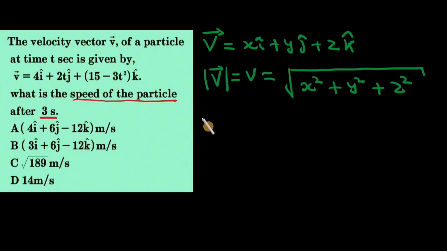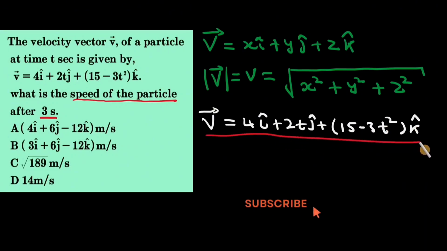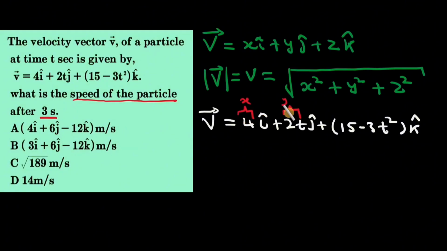From the equation, the velocity is given as 4i plus 2tj plus (15 minus 3t squared)k. Comparing this equation with this one, you will see that this is the same as x, this is the same as y, this is the same as the z component. Those are the coefficients of i, j, and k.